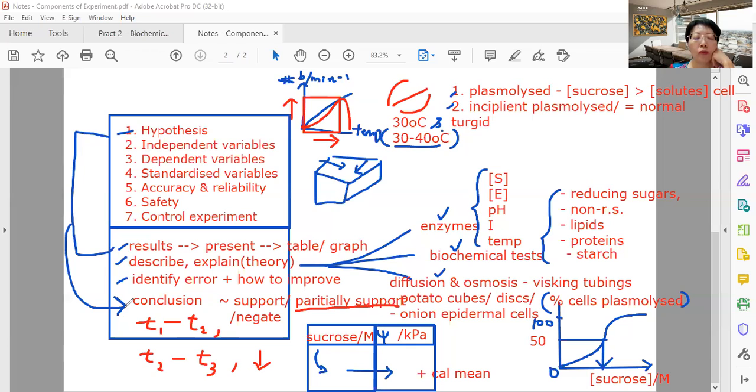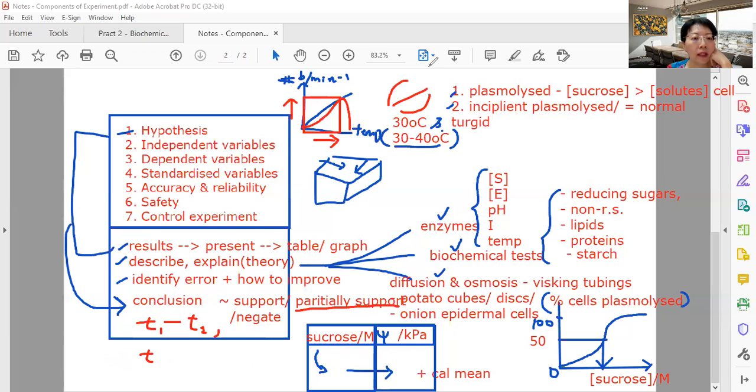So say whether your results support, partially support, or totally negate the hypothesis, and then use the result there to support your conclusion. If you say support, tell me where it supports. So this part here supports. If you say partially support, which part supports, which part does not support. If you say negate, tell me, what is the result that you get that is opposite from your hypothesis? That means your result is like this. So it's totally opposite. So that is making a conclusion. Okay, so you can be asked to make a conclusion.